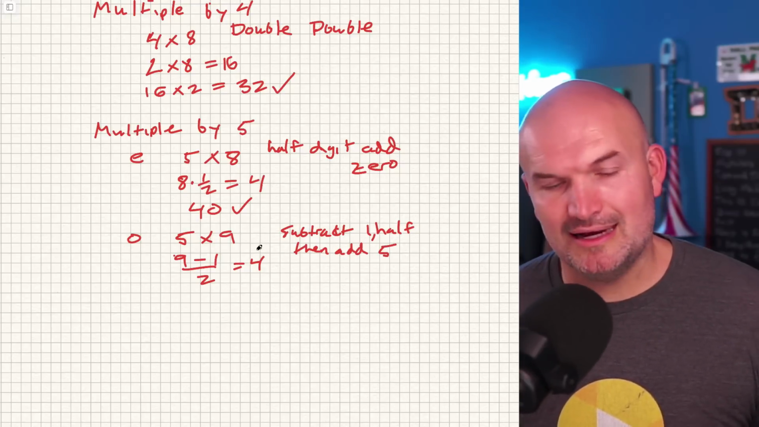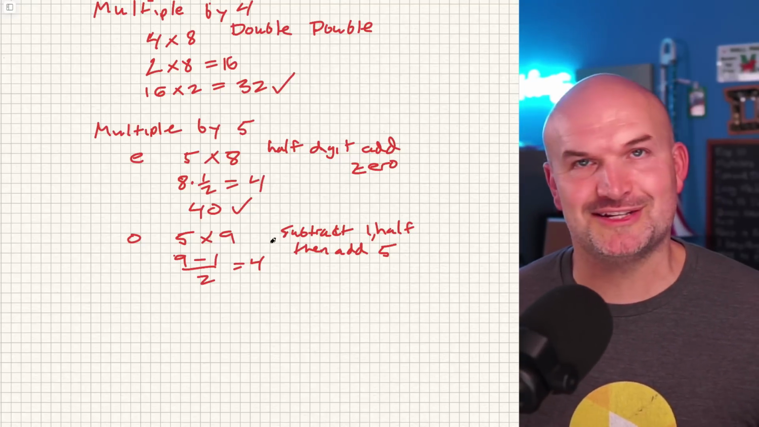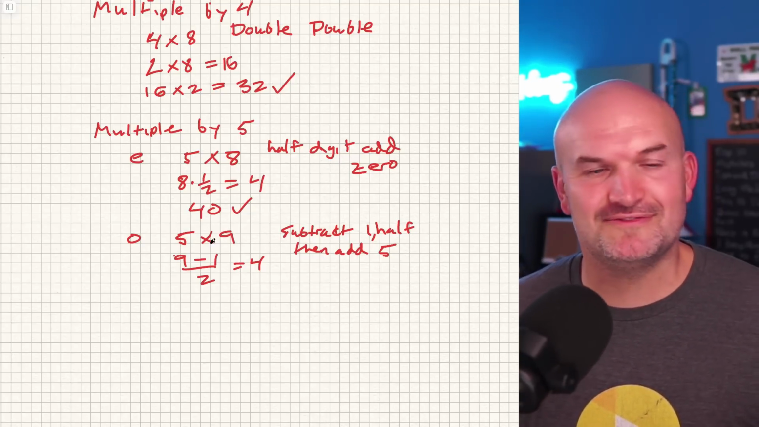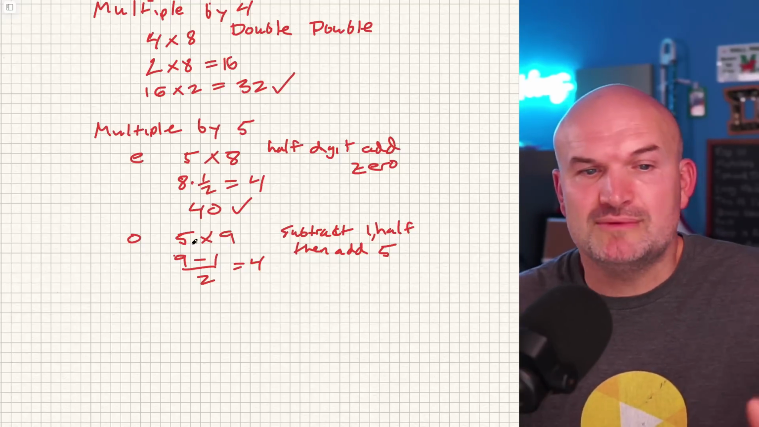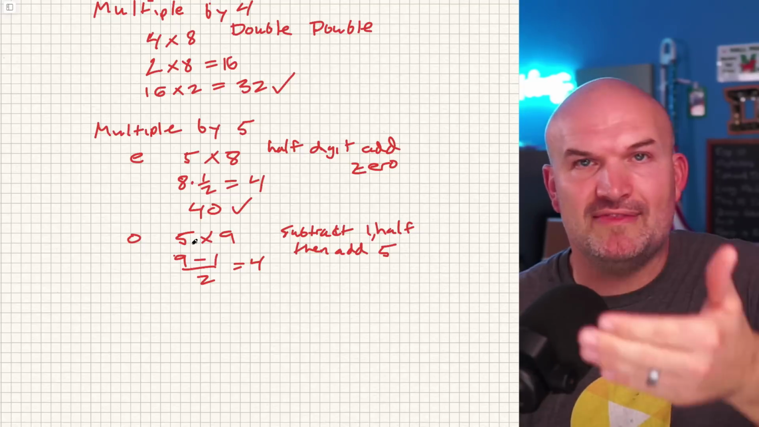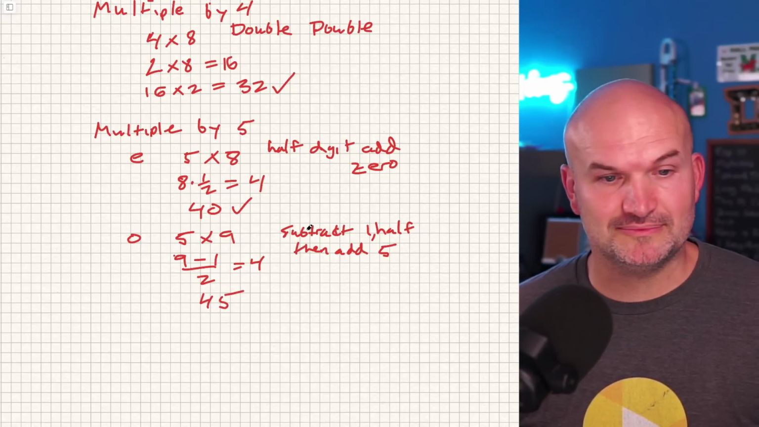Now, I'm not going to lie. This one I think is more difficult to remember than just to memorize, 9 times 5 is 45. But again, sometimes students will get stuck with it. So it's just important: subtract 1, divide by 2, and then add a 5. So my final answer in this case is going to be 45.